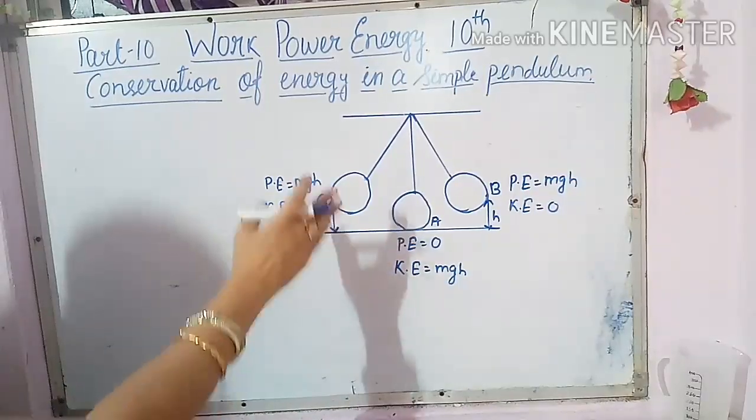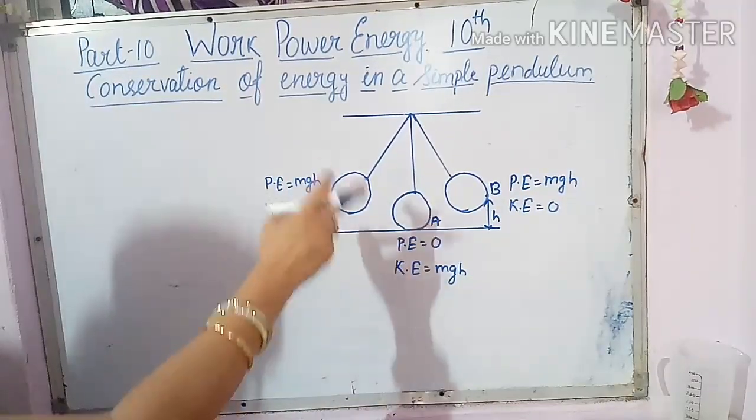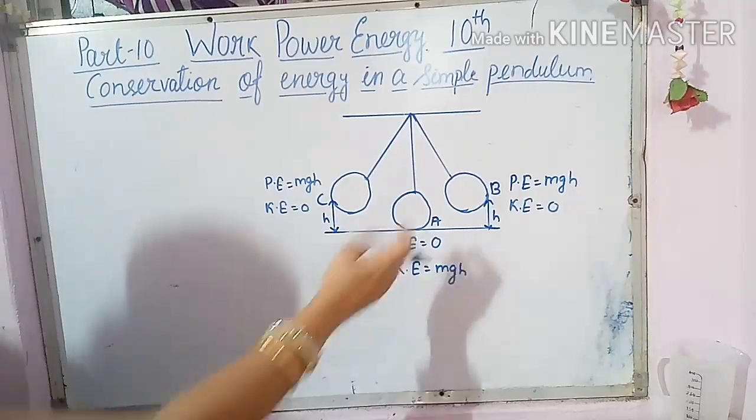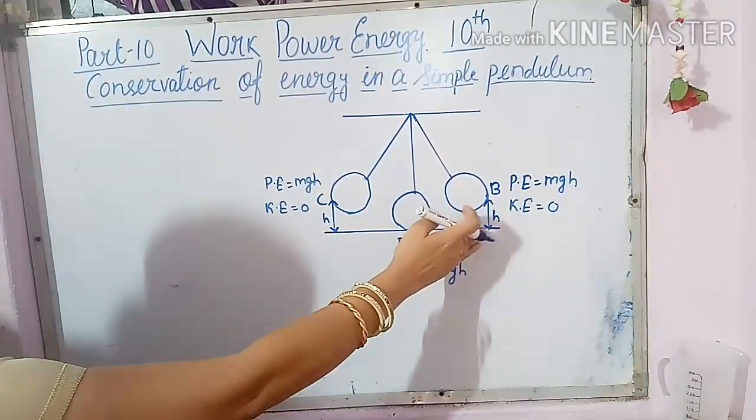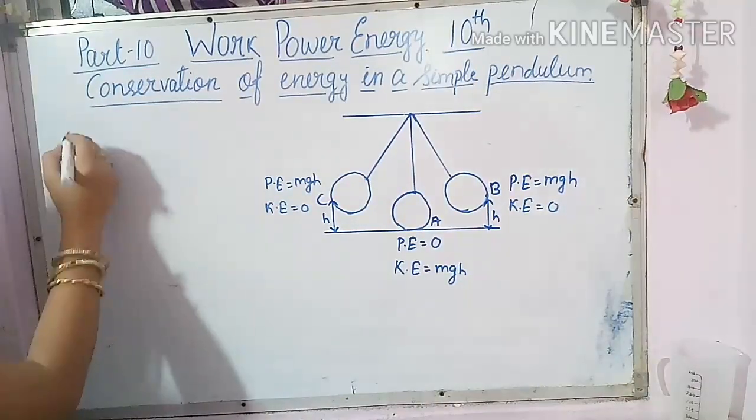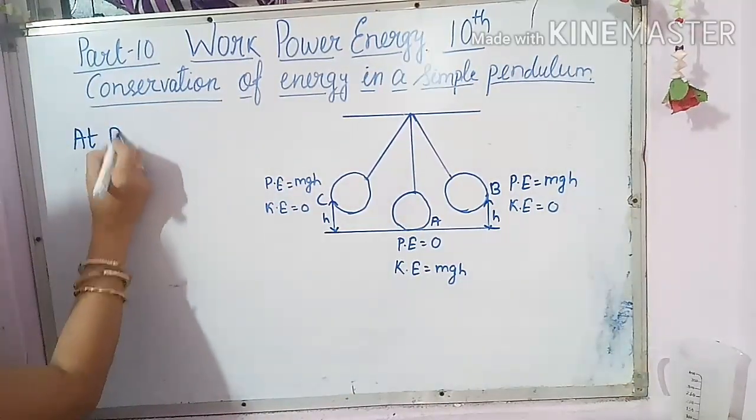Now, one by one, we will calculate the mechanical energy at every position. Now we will calculate for the first position. What is the first position from which I started? That is position B. Now take that one at B.